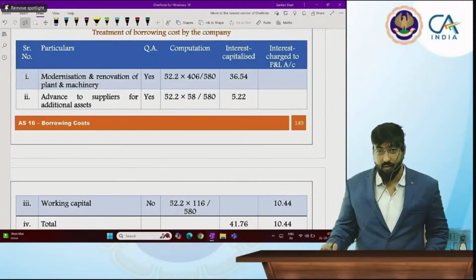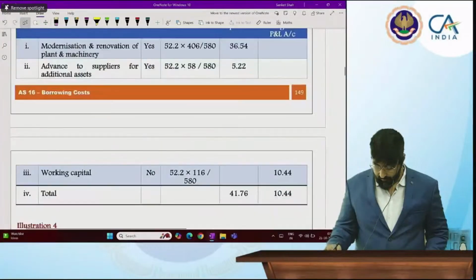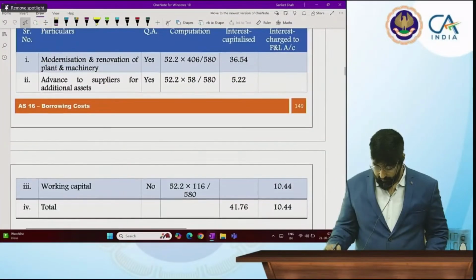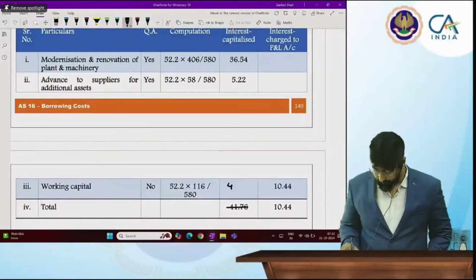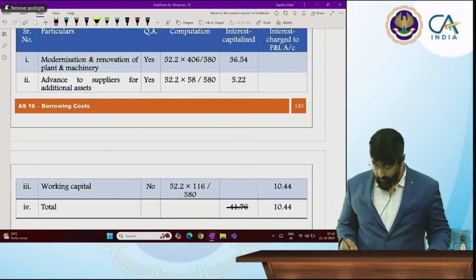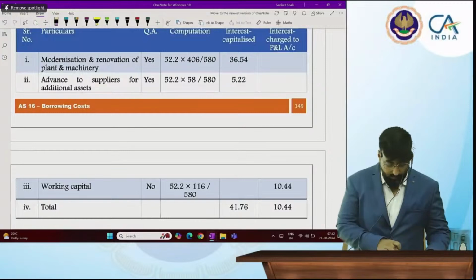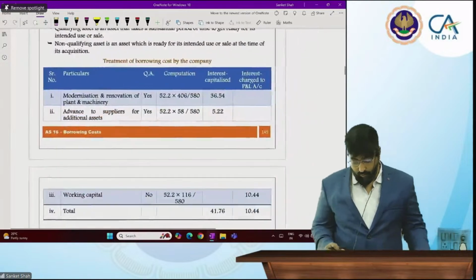Yes. So what is the interest that you paid? Sorry, it's my mistake. Okay, total interest: 41.76 plus 10.44, 52.2. Okay.